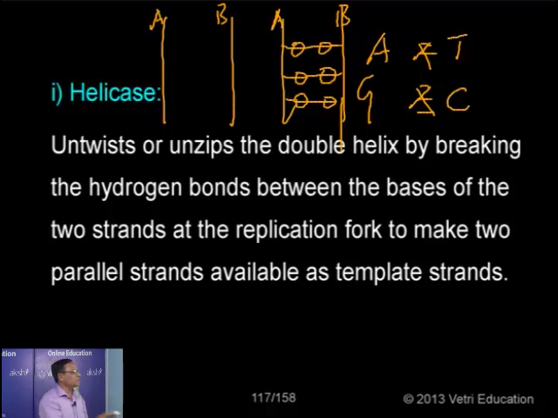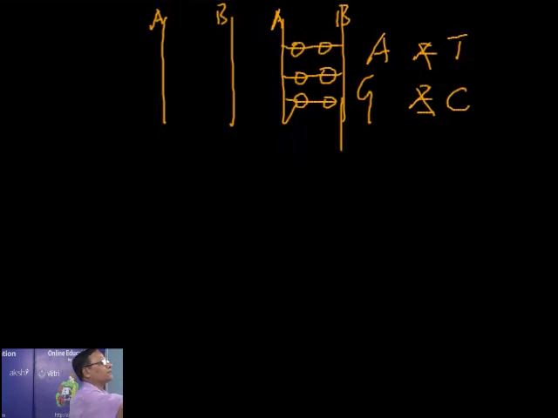And each strand is acting as a template for the synthesis of another strand. This is the role of helicase, breaking the hydrogen bonds, separating the two strands, so that we have two separate strands and each one is acting as a template for the synthesis of another strand. So enzyme number 1, helicase.